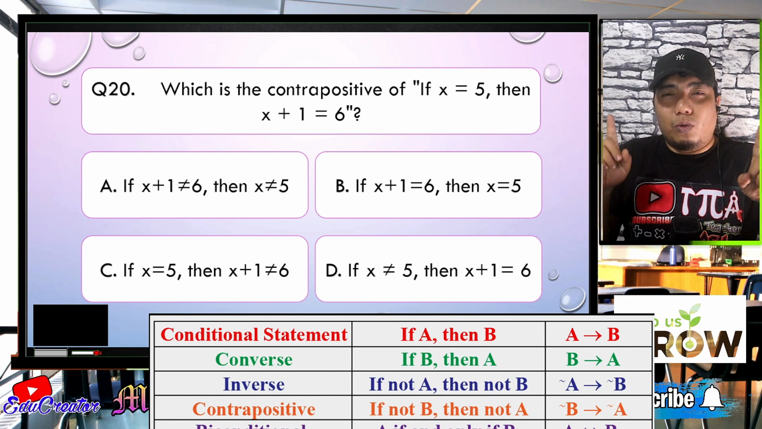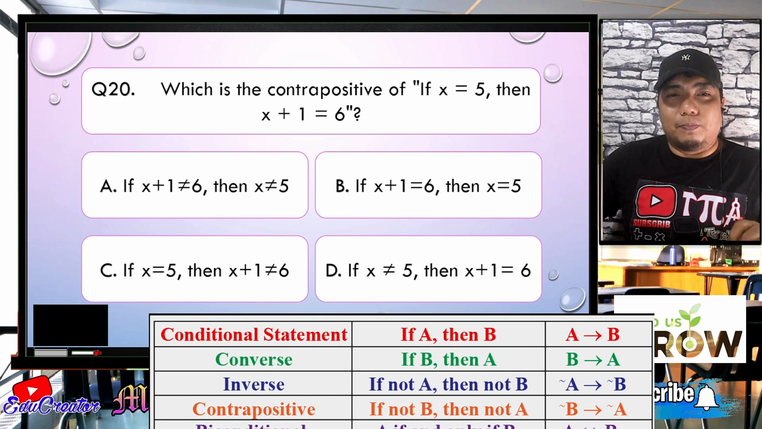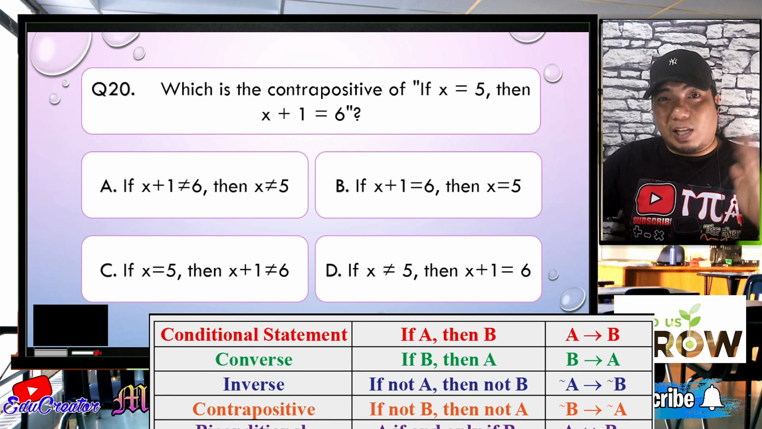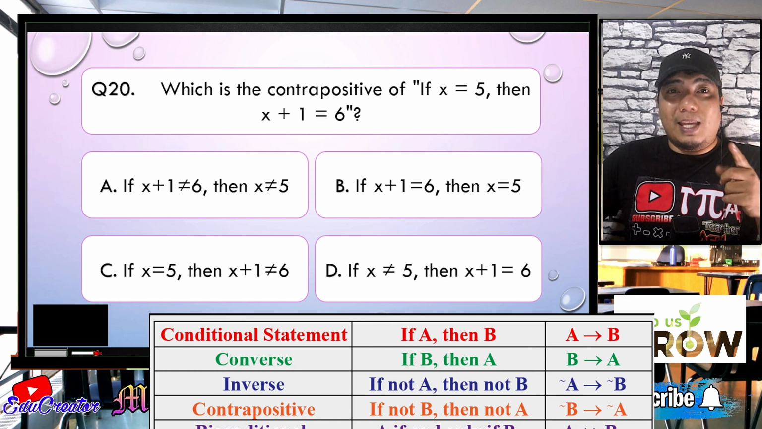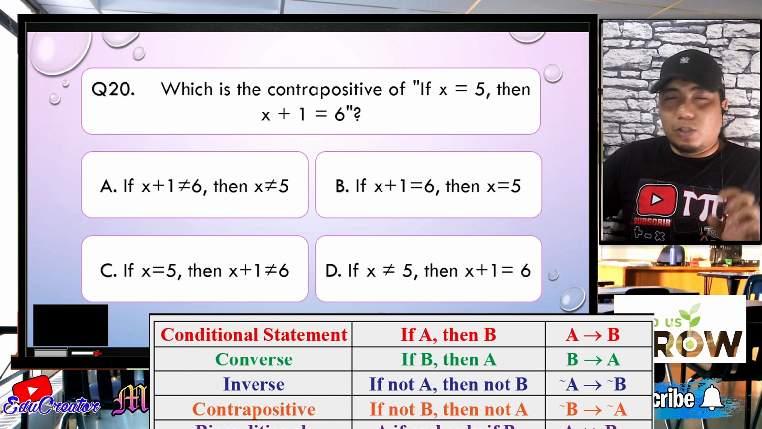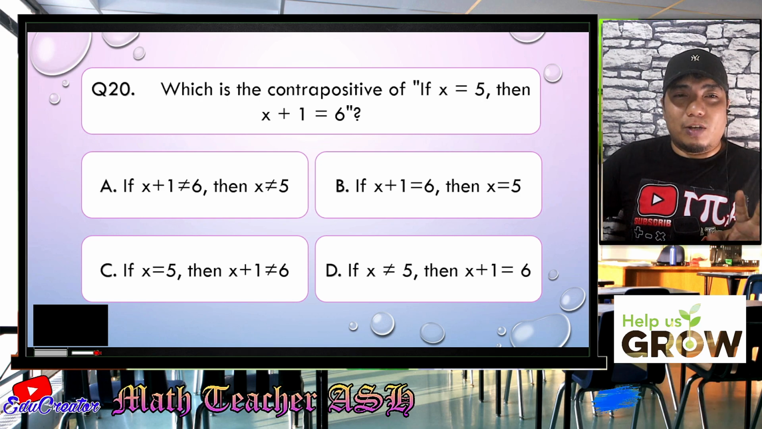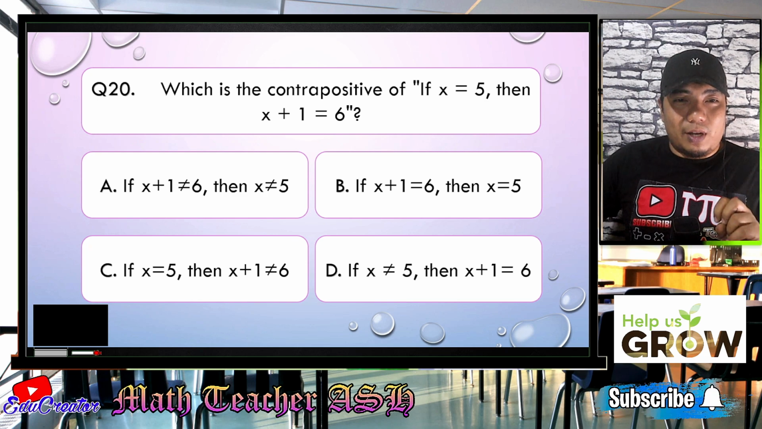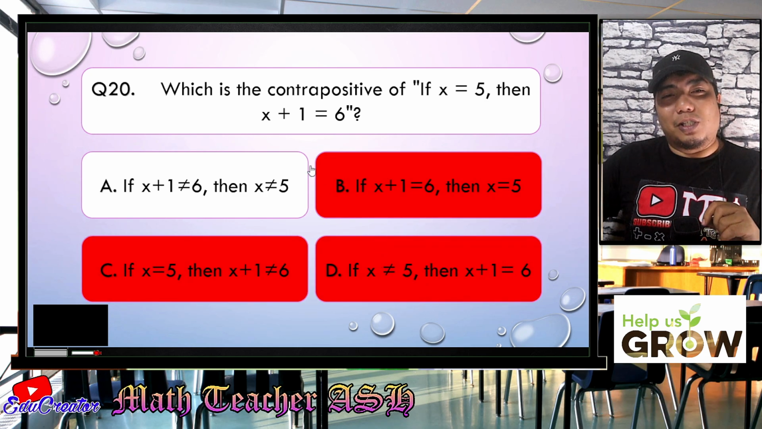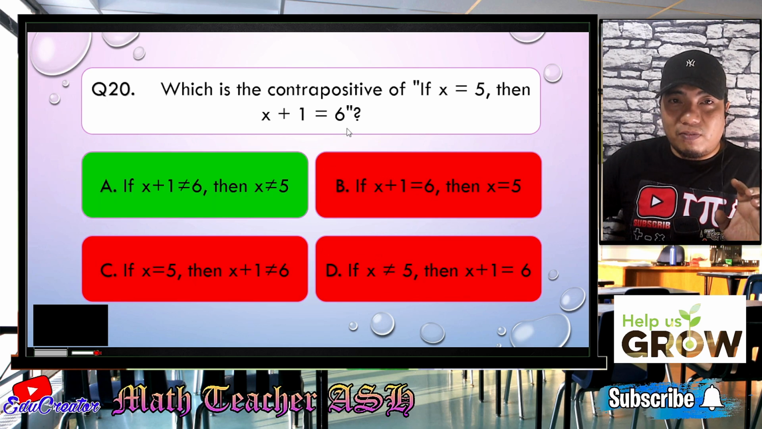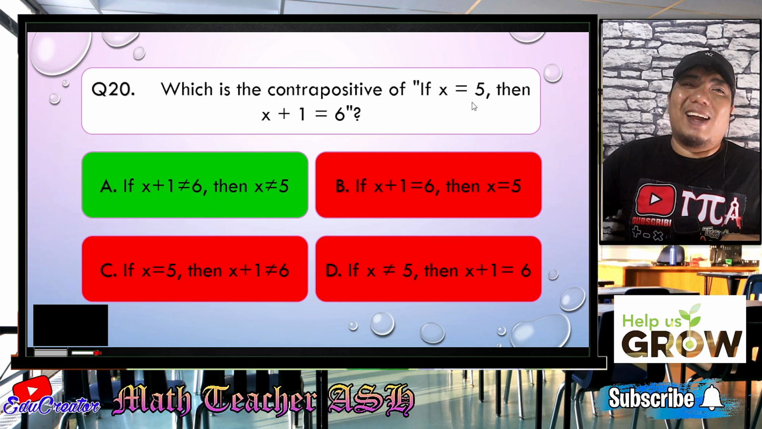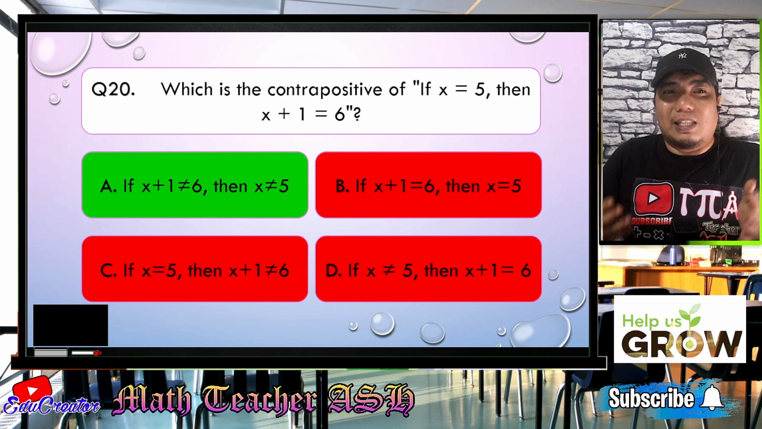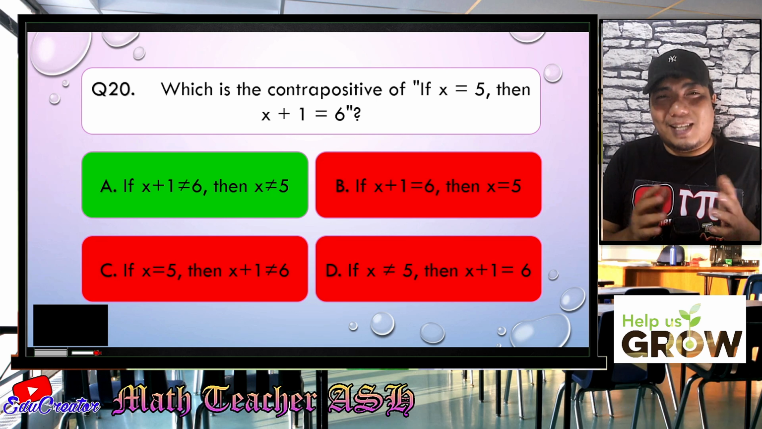So what we need to do is reverse it: the conclusion becomes the hypothesis, and our hypothesis becomes the conclusion, but both of them will be in negation. Let us check that one. So x plus 1, the negation of that is not equal to 6. All right, so we already have the correct answer. That is letter A. Letter B, C, and D are the wrong answers because contrapositive is the negation of B goes to the negation of A. I hope, my dear math learners, that is clear to you. If it doesn't, just repeat this question and understand the discussion I have given you.